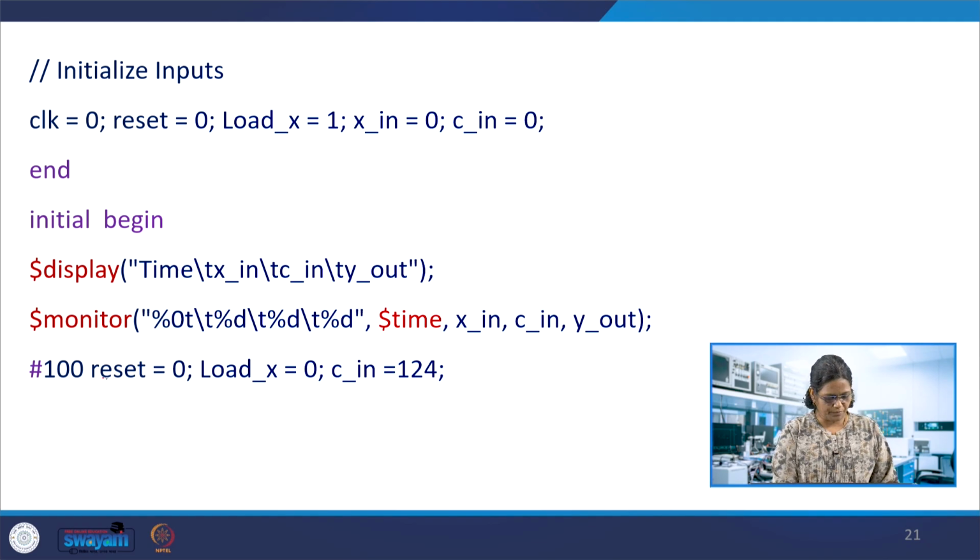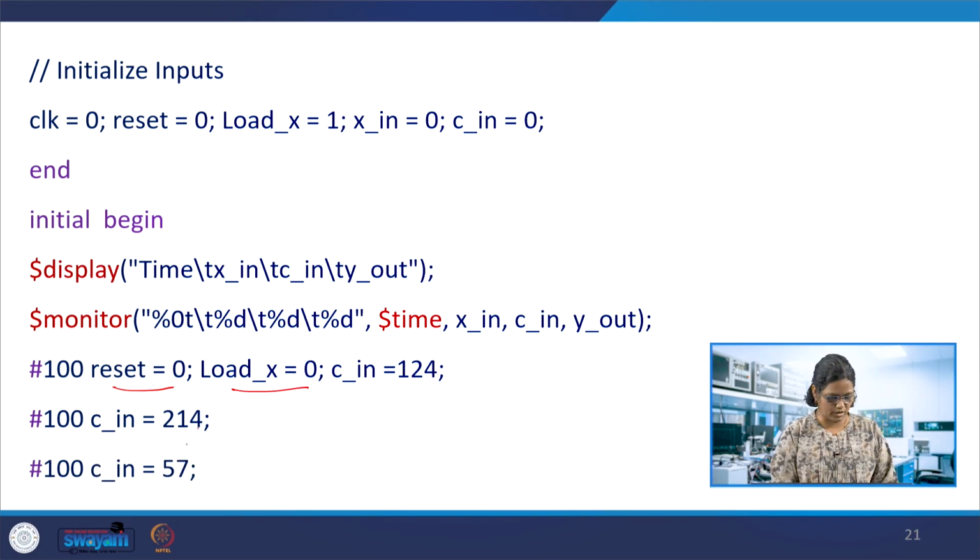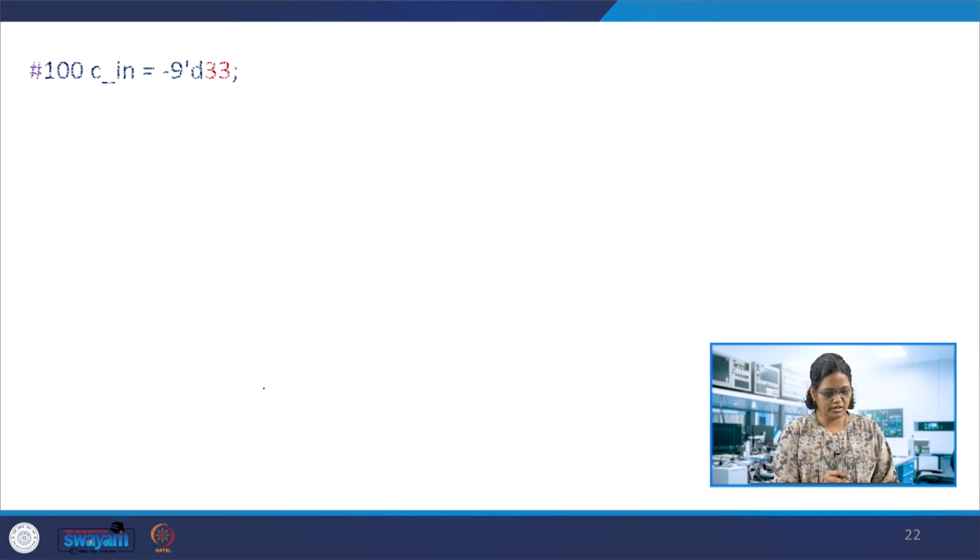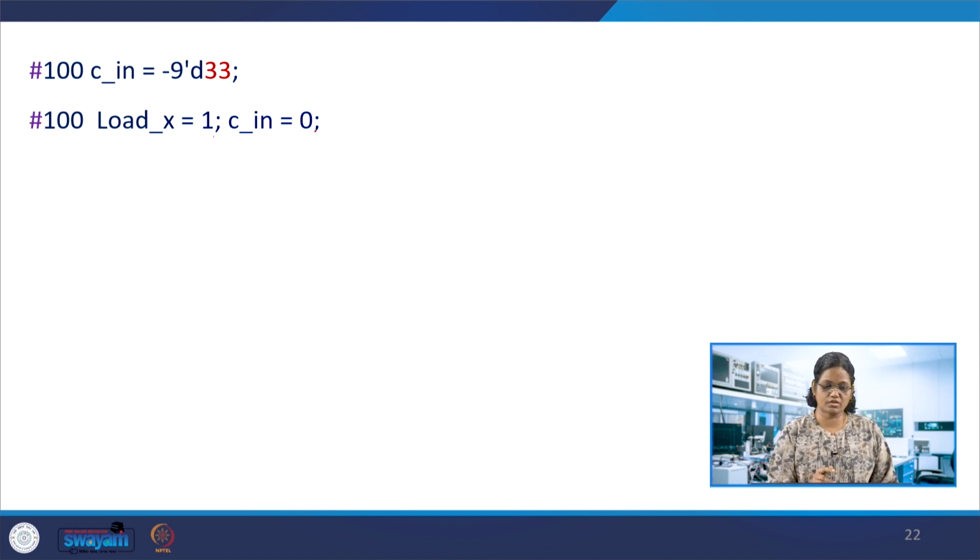So what signal are we going to give? Reset 0, first load x 0, so input c in is 124, and then c in is 214. After some time, still x is 0, you are loading the coefficients. This is 1 2 3. This coefficient can again be decimal 33. So this can be given. After that, load x equal to 1, then make the coefficient 0. That means don't load the coefficients afterwards.